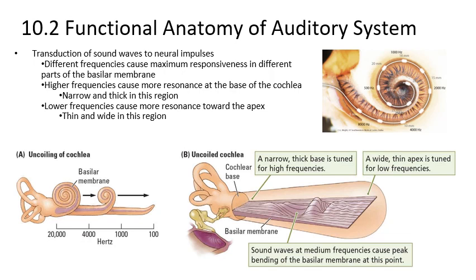It's sort of narrow and thick in this region, and then lower frequencies are picked up more in the apex or the top of the cochlea, and it's kind of thin and wide in this region.